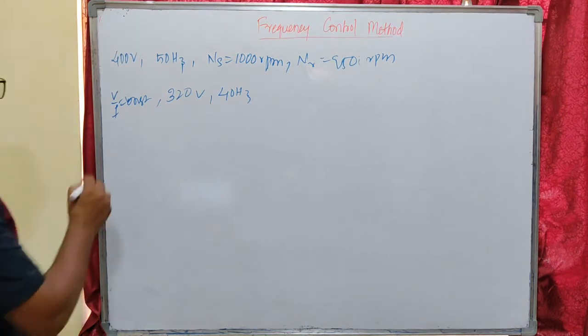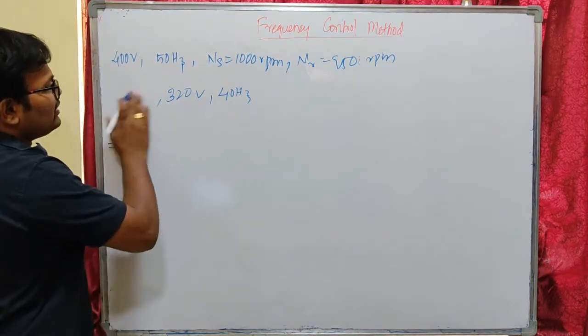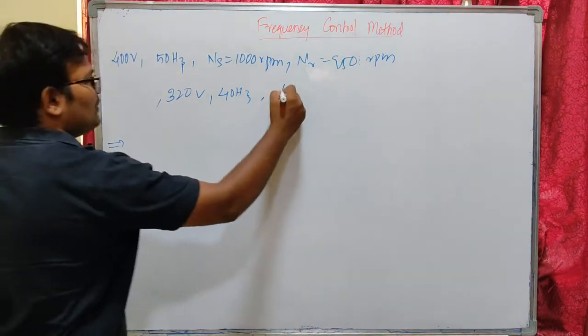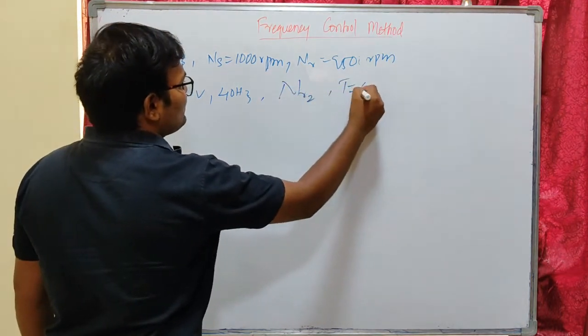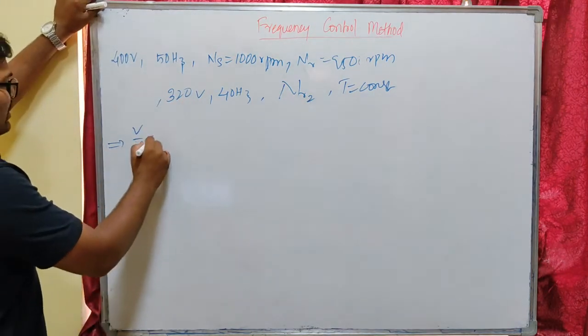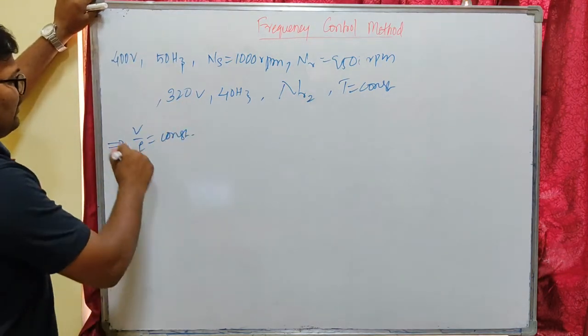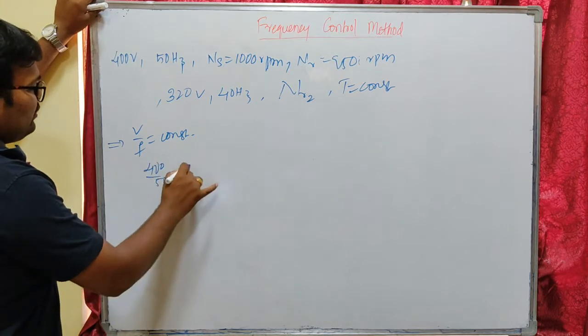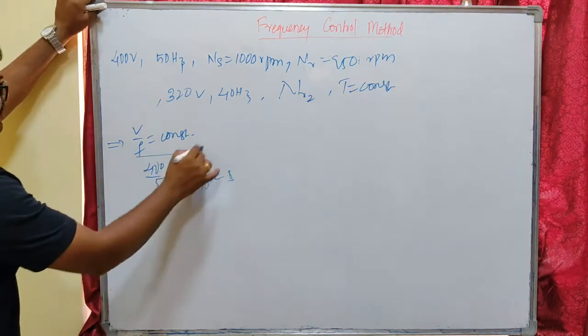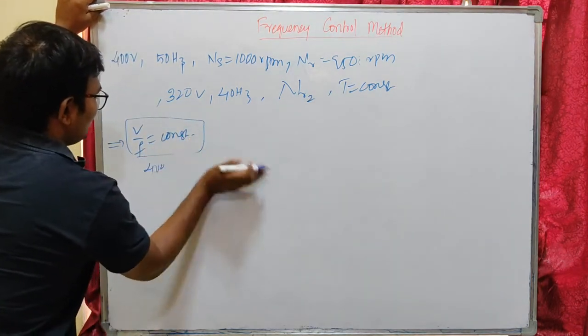So I can consider it as from the given expression. So these are the given data. You need to find the speed of the rotor NR2 if torque is constant. So this is the given question. Let us verify V by F is equal to constant or not. We can make it as 400 by 50 equal to 320 by 40. So I can get as 8, which is constant. That means V by F ratio is constant here. That is nothing but constant torque.